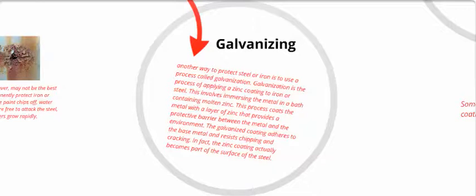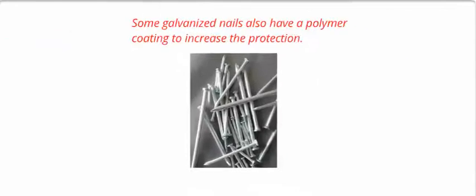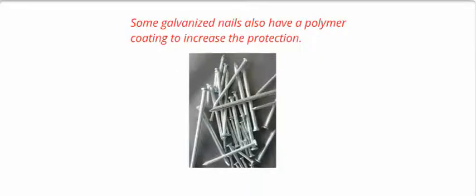Galvanization is a process of applying a zinc coating to the iron or steel. This involves immersing the metal in a bath containing molten zinc. This process coats the metal with a layer of zinc that provides a protective barrier between the metal and the environment. The galvanized coating adheres to the base metal and resists chipping and cracking. In fact, the zinc coating actually becomes a part of the surface steel. Galvanizing is done mainly on nails, as said here. Some galvanized nails have a polymer coating to increase the protection.